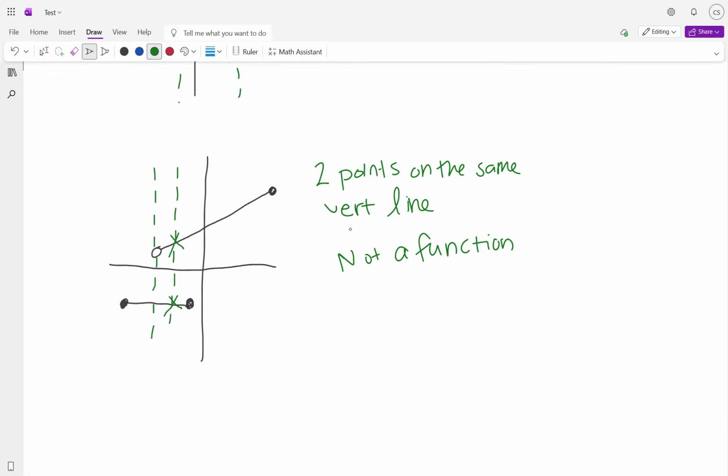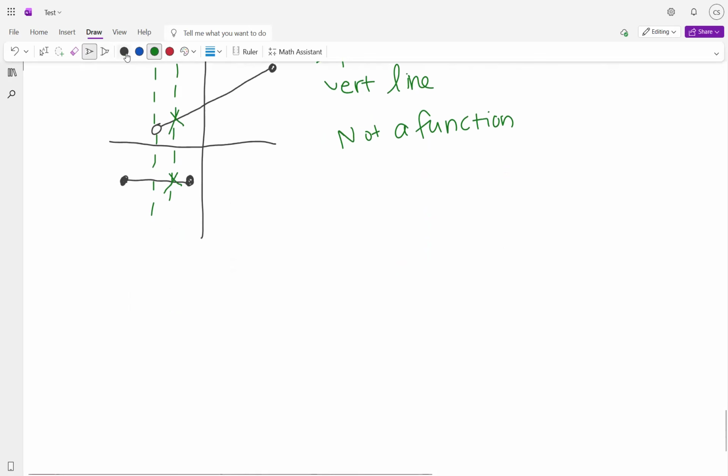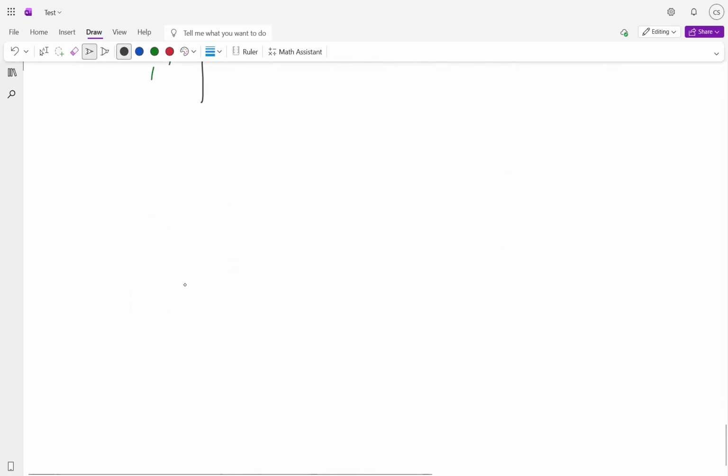So the last type of way that we talk about functions in this class is with equations. So checking if an equation is giving you a function is a little bit harder. So let's look at some things that can go wrong.